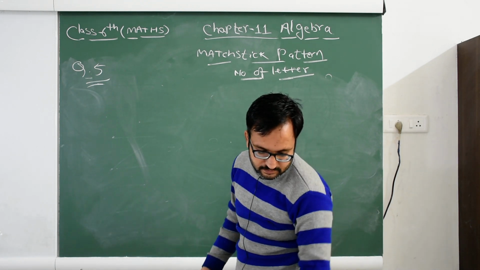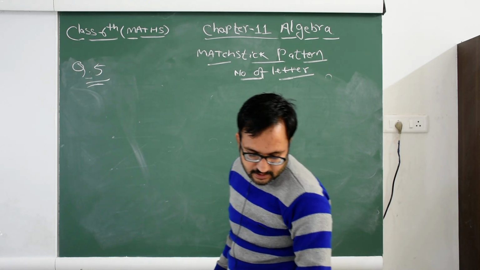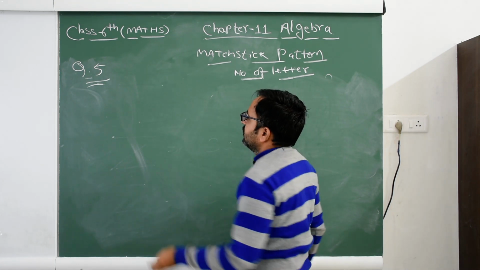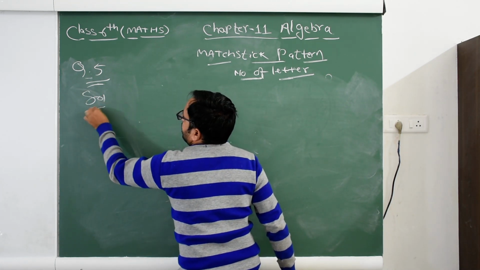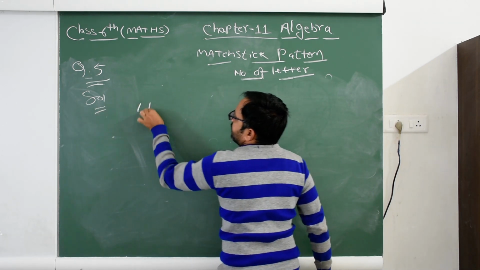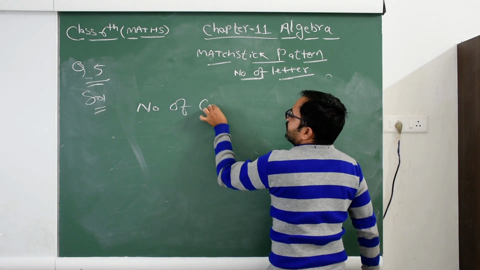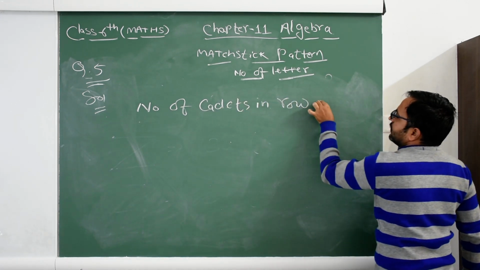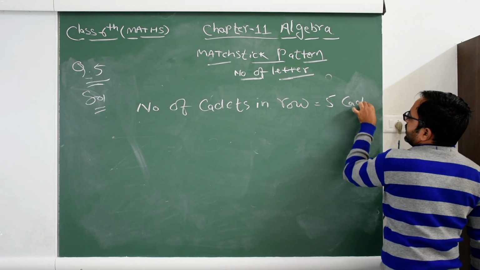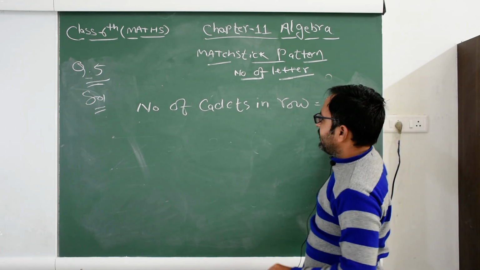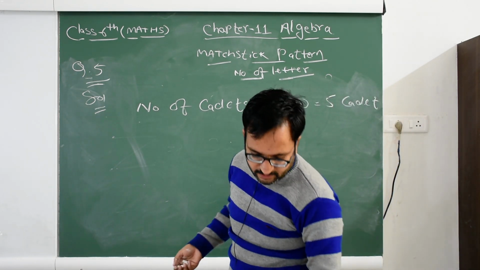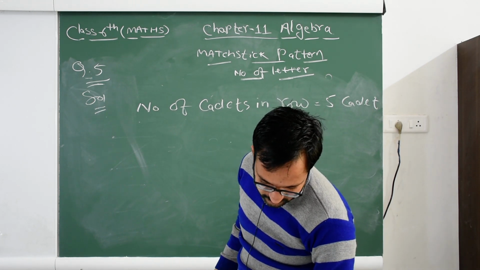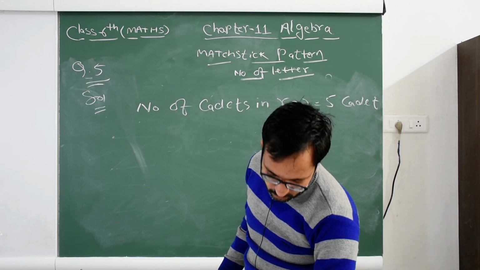Question number 5: cadets are marching in a parade. There are 5 cadets in a row. Number of cadets in a row equals 5 cadets. How many cadets? 5 cadets in a particular row.